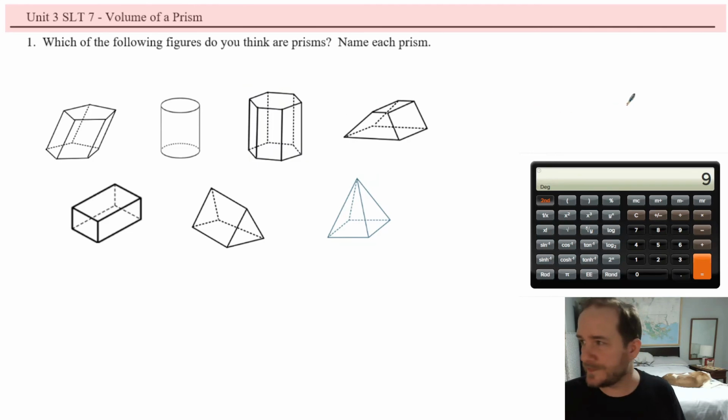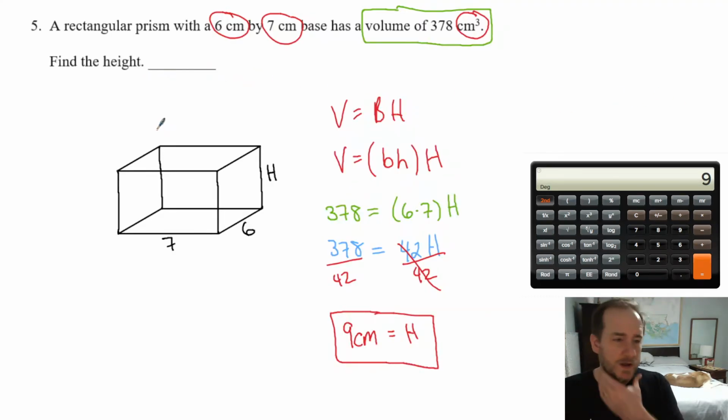Hey, that's it. That's the whole homework assignment, apparently. So hopefully that made sense.